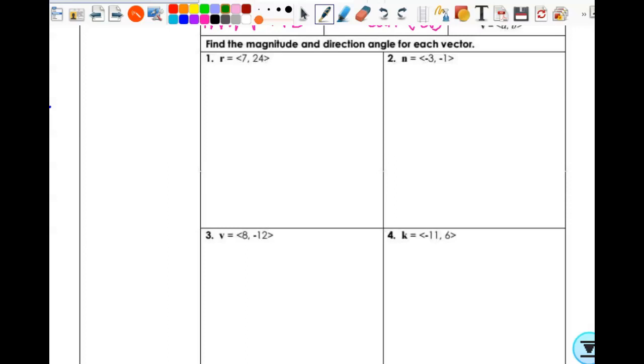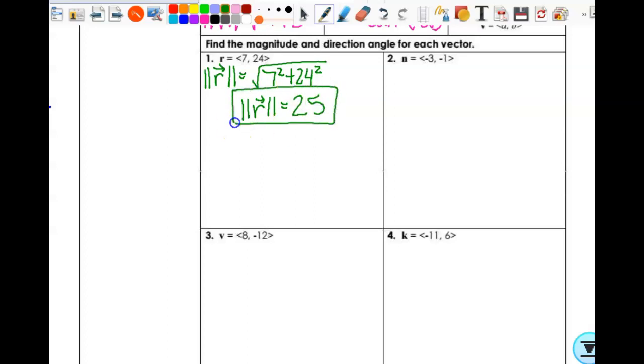So I want the magnitude. So the magnitude of vector r, like I still have to write stuff even though I get to use the calculator, equals the square root of 7 squared plus 24 squared. And then you can put that in the calculator just like that. And what do we get? 25.